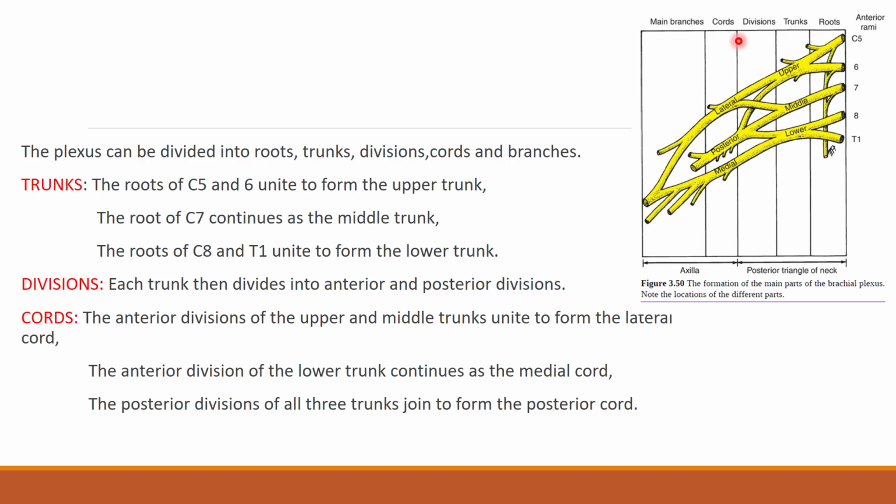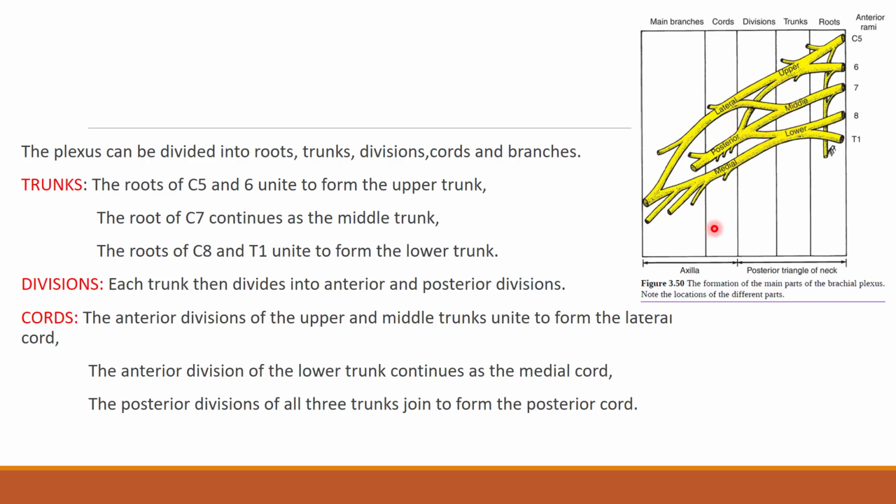Then the divisions will be formed from these trunks. Each trunk will divide into an anterior and a posterior division. See here, this is the anterior division of the upper trunk and the posterior division of the upper trunk. This is the anterior division of the middle trunk and the posterior division of the middle trunk. Then here, this will be the posterior division of the lower trunk and the anterior division of the lower trunk. So these are the anterior and posterior divisions of the upper, middle and lower trunks.